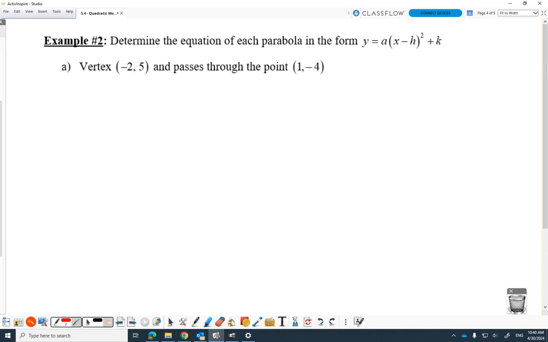It says determine the equation of each parabola in the form y equals a(x minus h) squared plus k. Do not let this intimidate you. You were great at y equals mx plus b. This is pretty much the same. Let me just write it down. We want this form of the equation. But if that's confusing, write it like this.